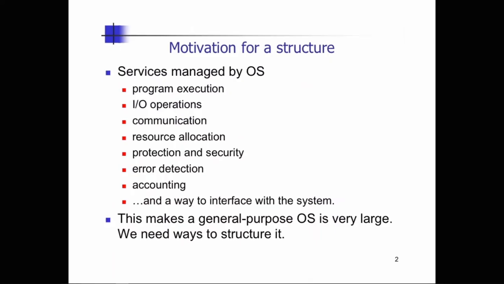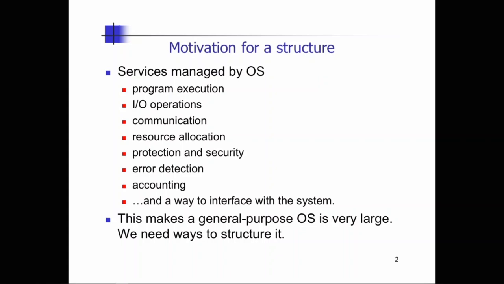More importantly, why do we need it in the first place? So what is the motivation to have a structure when we design an operating system? Well, the answer to that is the number of services that are managed by the operating system. In the previous lecture, we saw that the operating system had a lot of services that it had to manage so that different users or different users' processes can share all the hardware.